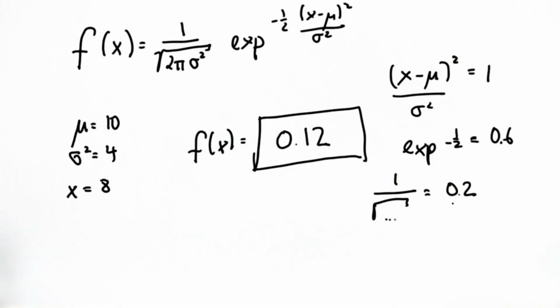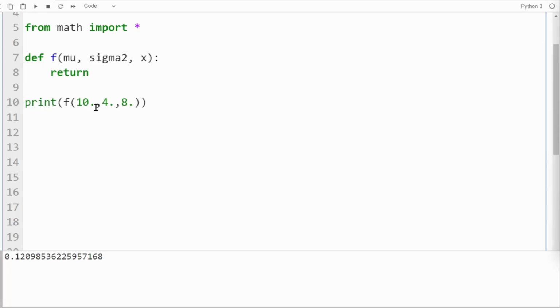I won't torture you with any more questions like these because they're really not fun, but we can program this now. Starting with the following source code, I'm looking for a completion of this one line over here that returns the Gaussian function with arguments mu equals 10, sigma square equals 4, and x equals 8. And I want the output to be approximately 0.12.